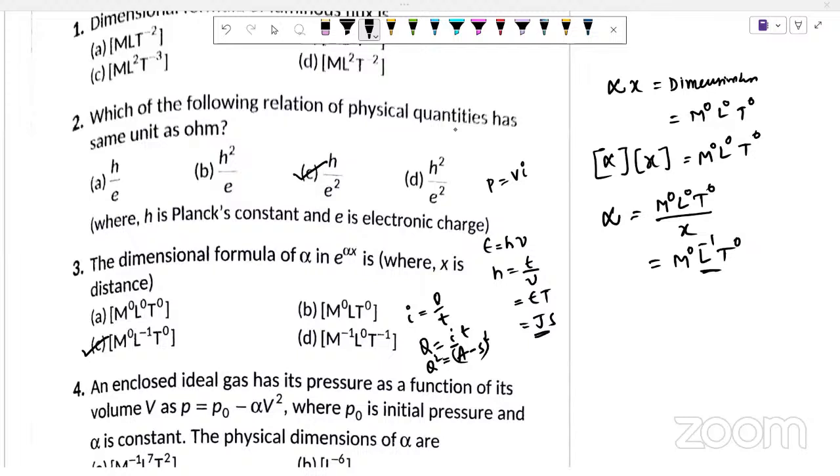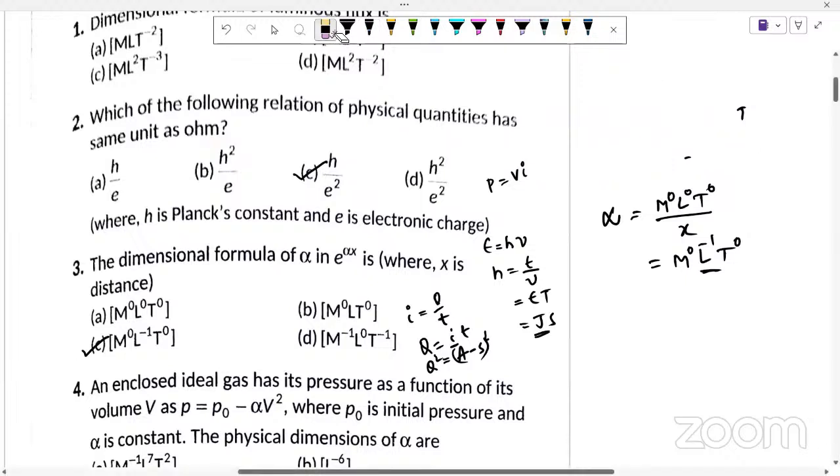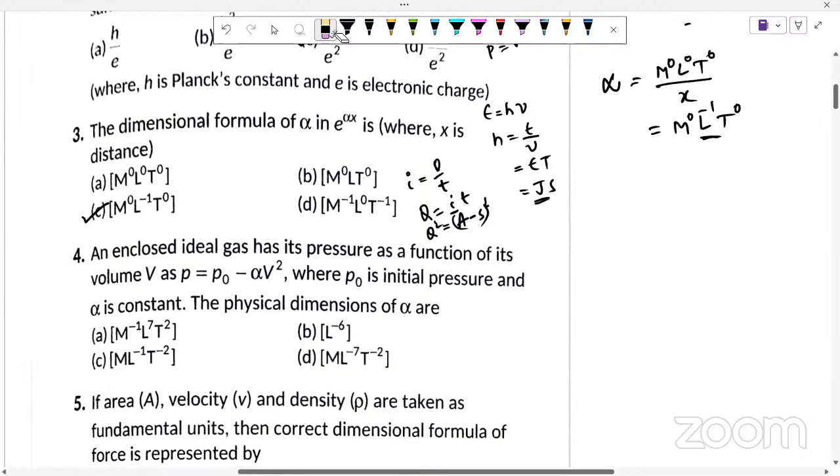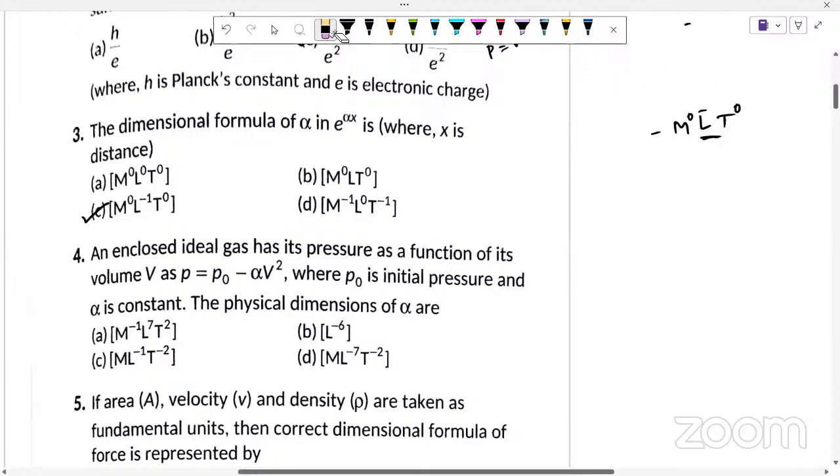Very good. Sure. I hope you are done with this one. I am removing this one. Sure. Question number 4, try it quickly. So you can try question number 4 once faster. Take a minute of your time and try to do it out. Question number 4. An enclosed ideal gas has a pressure as a function of its volume V as P equals P naught minus alpha into V square, where P naught is initial pressure and alpha is constant. The physical dimensions of alpha will be equal to how much?